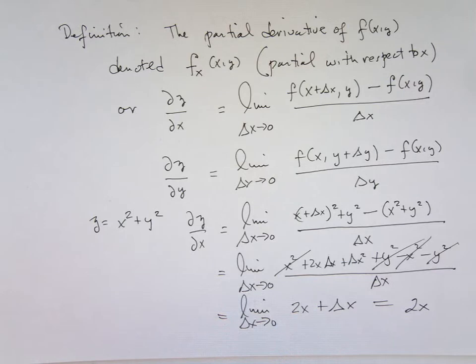Here's a plane parallel to the x-axis. It's going to describe this parabola. The slope of the tangent line at that point is going to be 2x. And if x is equal to 4, as in the point 4, 3, 5, that slope is 8 in that direction. That's the partial derivative of that function with respect to x.